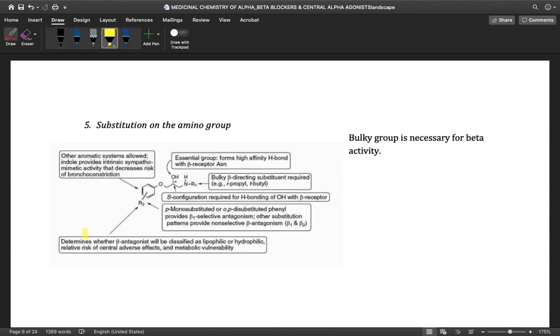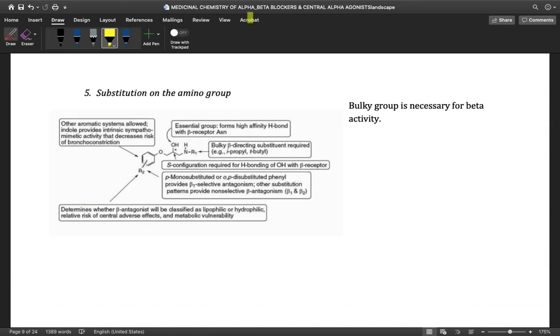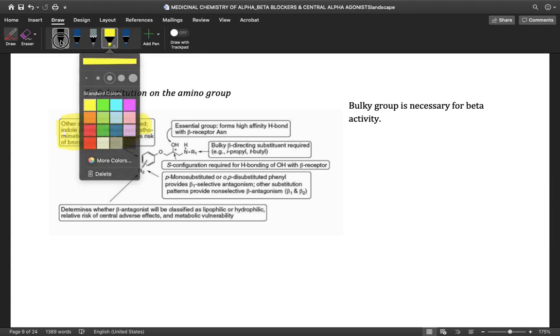Now all of the different structure activity relationship patterns that we mentioned are actually listed on this figure here, and I'm going to briefly recap what we said. Okay, we're going to recap what we said. So we mentioned that you can have other aromatic systems here, particularly when you have an indole, you have higher sympathomimetic activity.